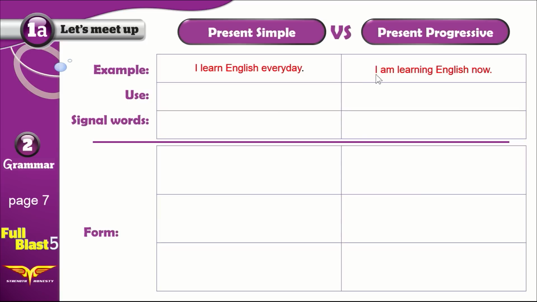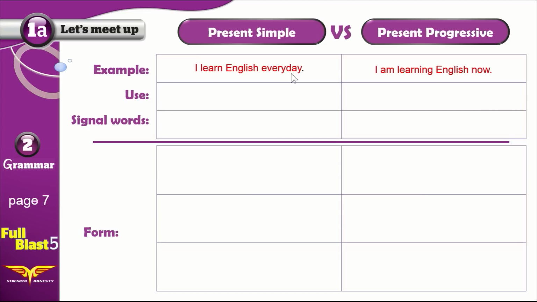One, in here we have am, in here we don't. In here we have ing, learning. In here we don't have ing, it's just the verb learn. In here we have a time expression, which is now, and in here we have every day.